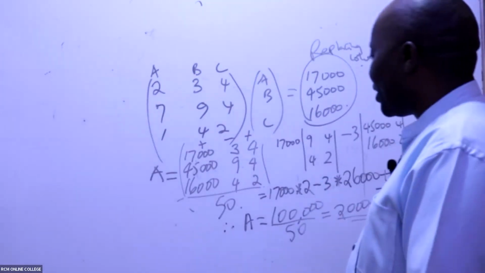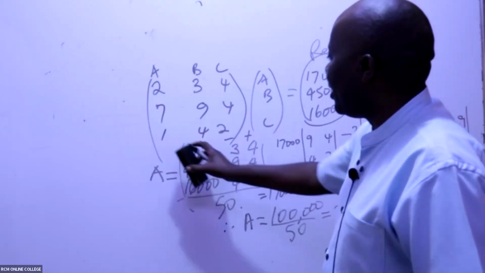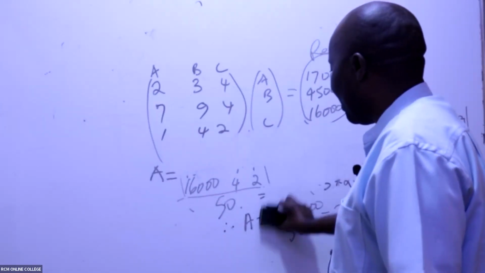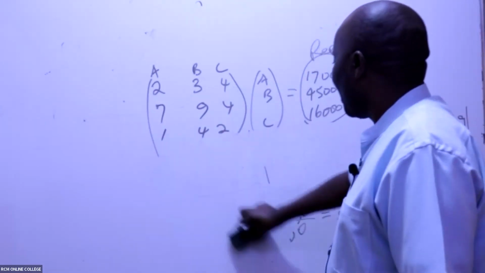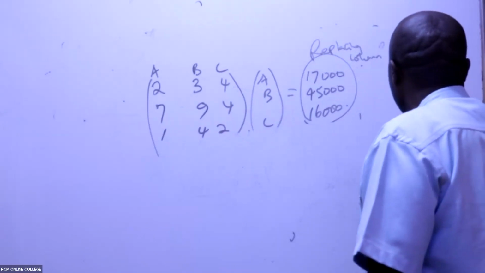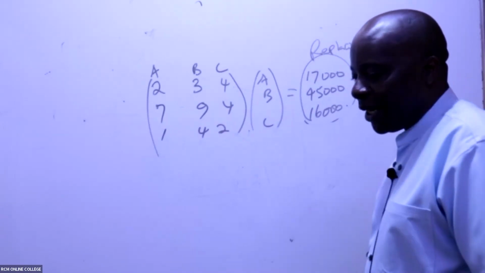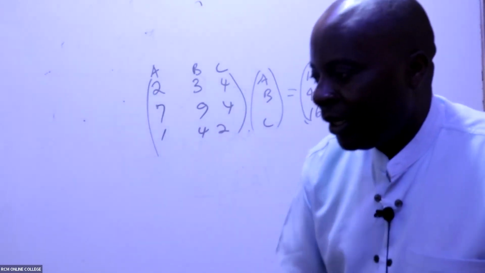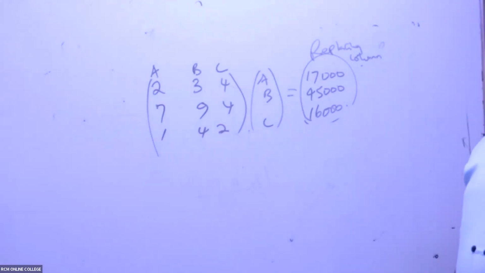Is there somebody who thinks they can give us the value of B? Anybody who thinks using Cramer's rule they can give us the value of B? Anybody who thinks they can give us the value of B? Yes, I can get it very well.